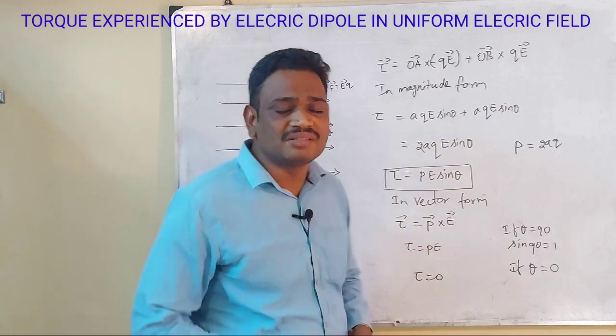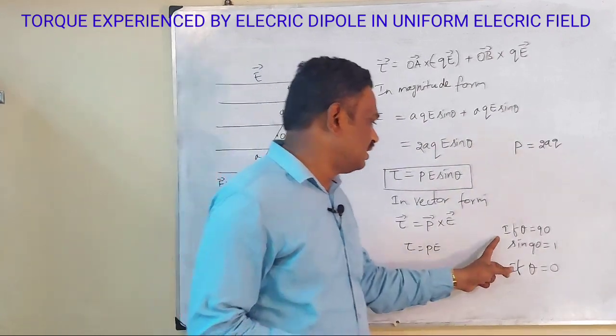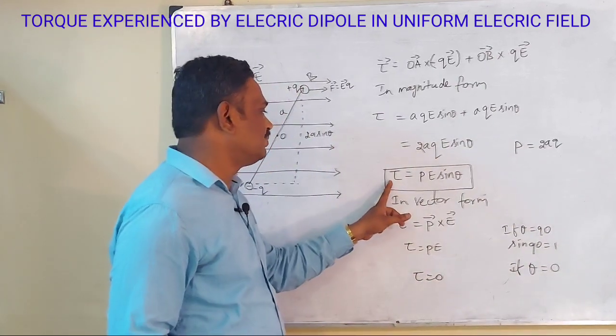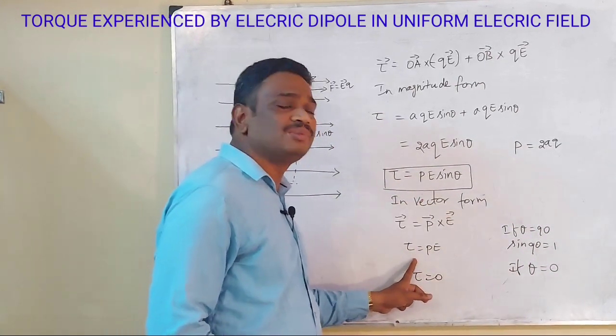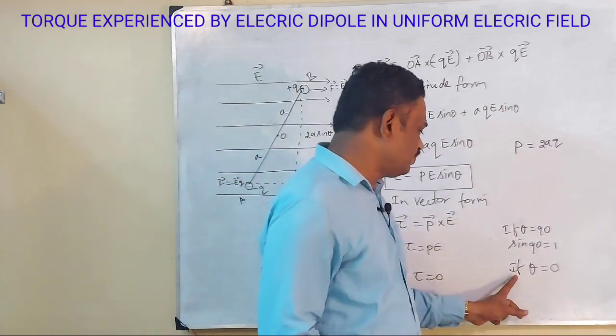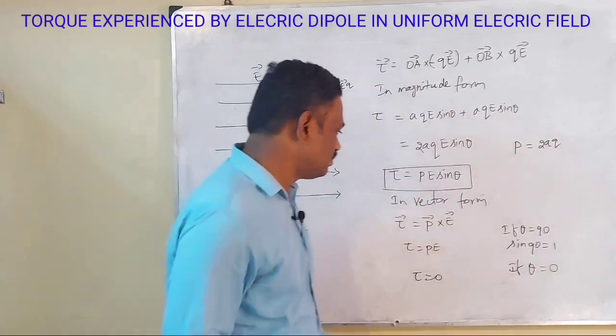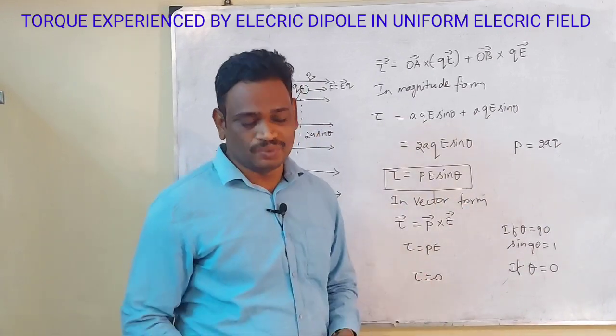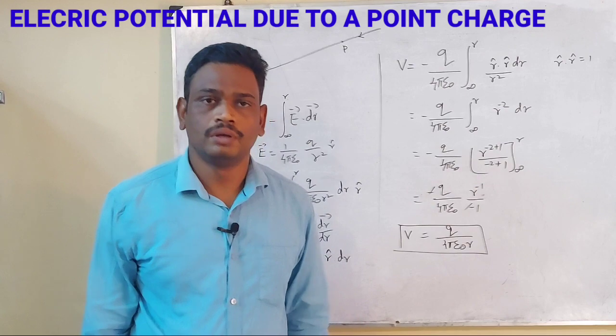When will this torque be maximum? If theta is equal to 90, sin 90 is 1, so tau is equal to pE, which is the maximum torque. When will this torque be minimum? If theta is equal to 0, sin 0 is 0, so the torque is 0. Okay students, next.